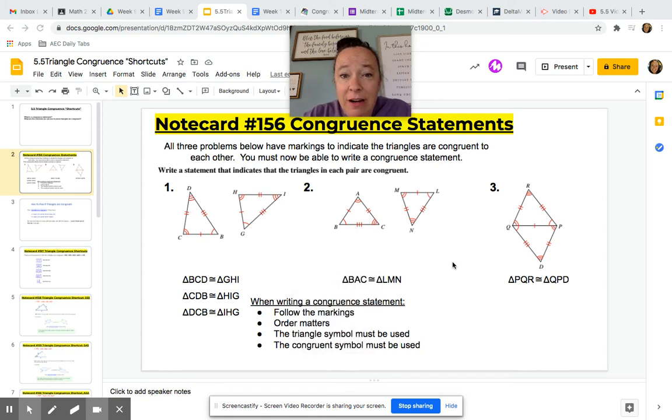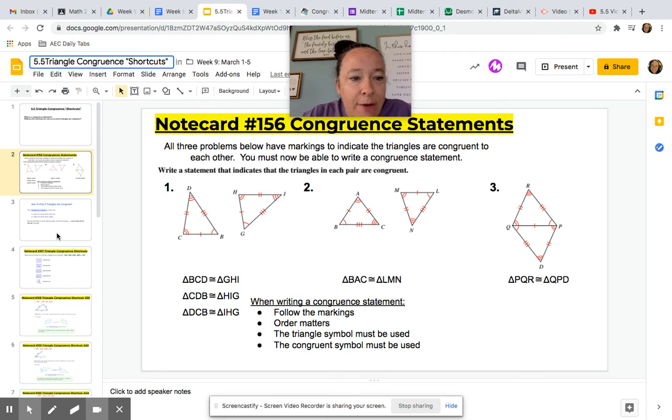Okay, I did want to clarify something about note card 156 and congruent statements. If I ask you to write a congruent statement, any of these are acceptable. You don't have to do all of them, just do one of them. Just got to make sure you follow the order. And that's why I say order matters. And I like to follow the markings.